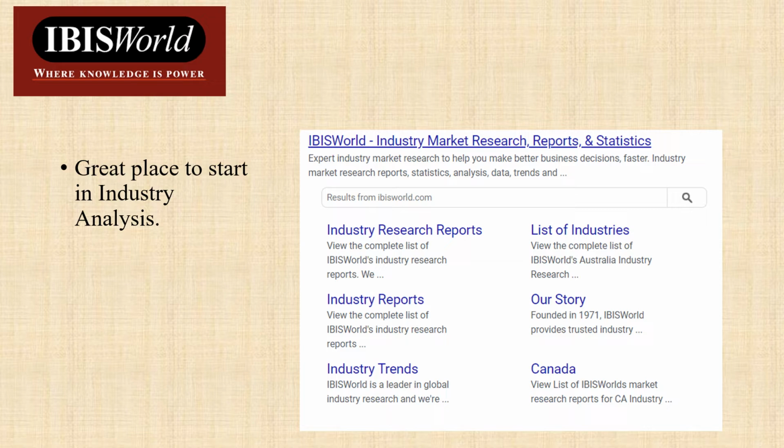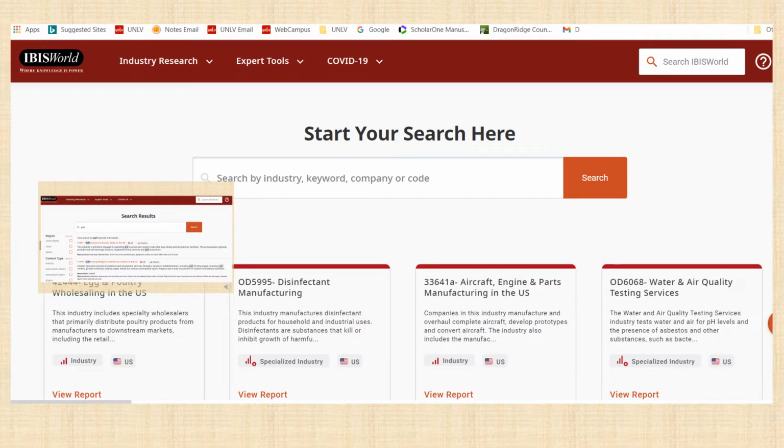IBISWorld is the best place to start if you're doing an industry analysis. IBISWorld focuses on industry marketing research reports and statistics. It has industry research reports, it has industry trends, it has a number of different pieces of information that would be valuable for someone doing an industry analysis. When you log in and you get to the front page, it would look like this, and you would type in a key industry word, and it could be almost anything.